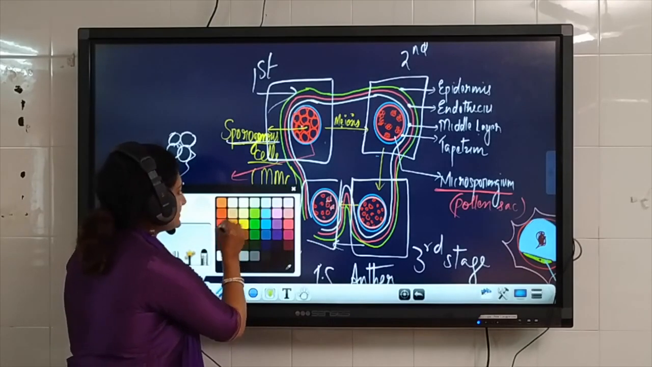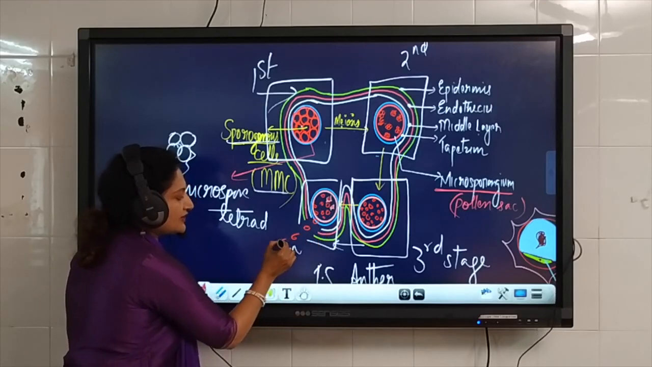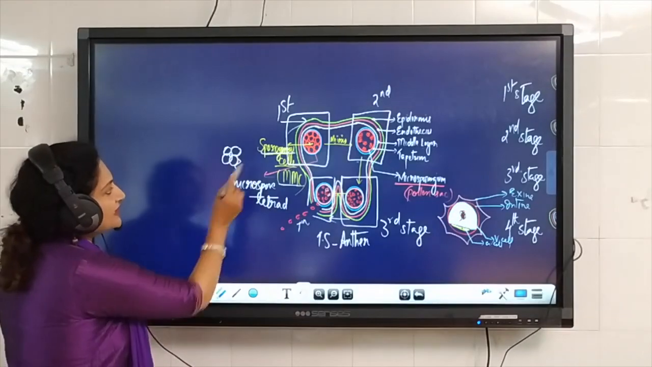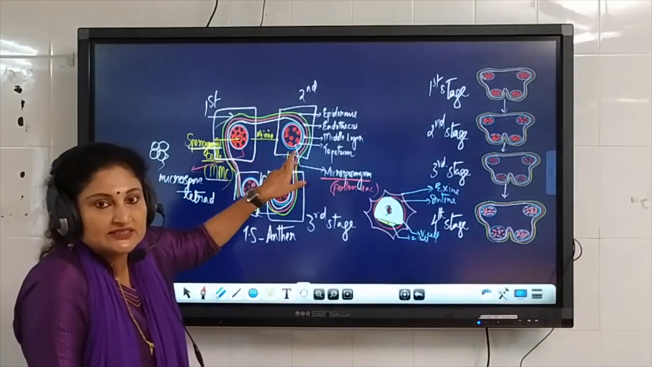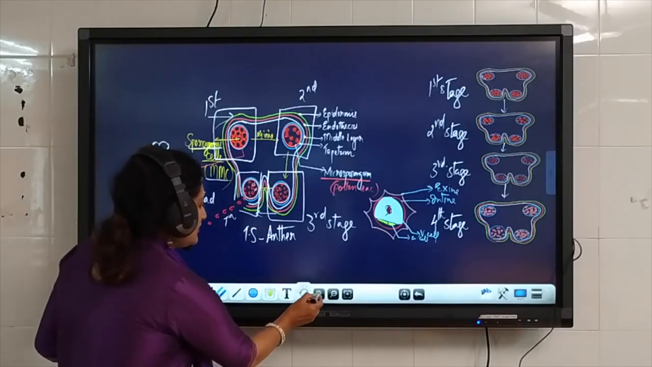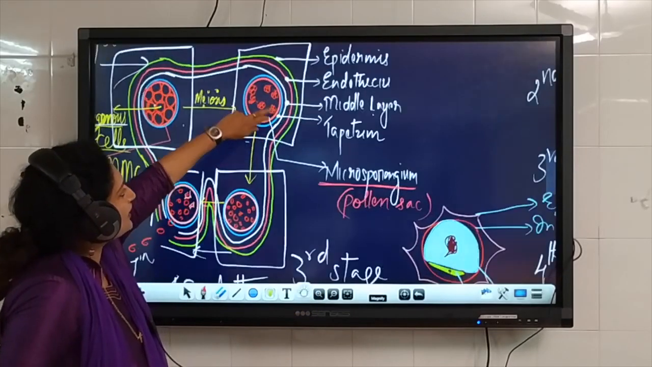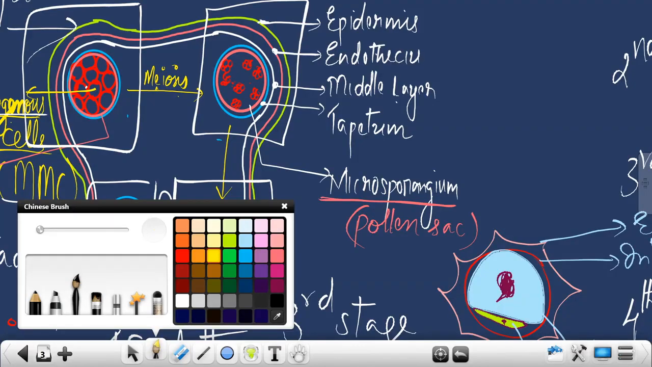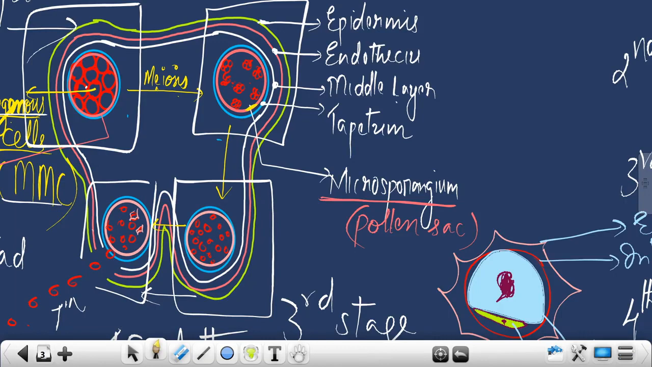Releasing the pollen grains. All the pollen grains are released. So you should remember that each microsporangium, as I described, is circular in outline and is surrounded by four layers. If you see this diagram, which is the microsporangium? This is the microsporangium. The circular outline structure is the microsporangium. Like that, there are four microsporangia at the four corners of the anther. It is surrounded by four layers.